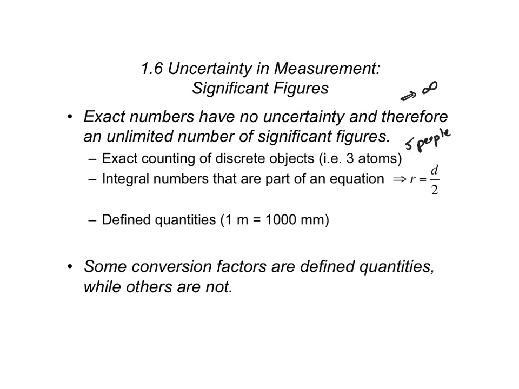Another example of an exact number would be integers that are part of equations, right? So if I wanted to measure the radius of something, or determine the radius of something, and I had the diameter, I would divide by 2. You would not use this 2 to count sig figs, okay? Just like you would not use the 5 people to count sig figs. Also, defined quantities, like these conversion factors that we use for the prefix multipliers, you do not utilize those at all to count sig figs as well.